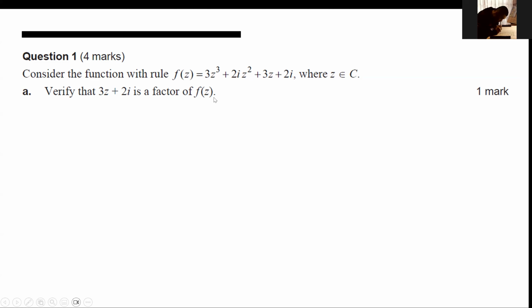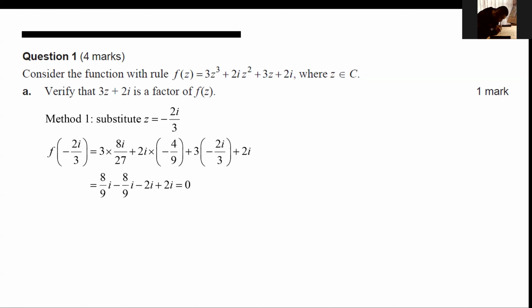If you observe the structure, you can easily see for the first two terms, there is a z squared as a common factor, and for the last two terms, 3z plus 2i is just itself. But more than likely, we would want students to write down the z value if you equate that to 0. That is z equals minus 2i over 3. If you substitute minus 2i over 3 into the function, you'll eventually get 8 over 9i minus 8 over 9i minus 2i plus 2i equals 0.